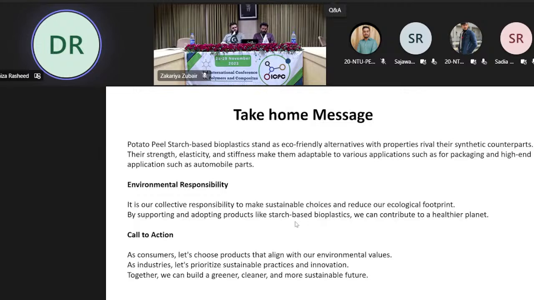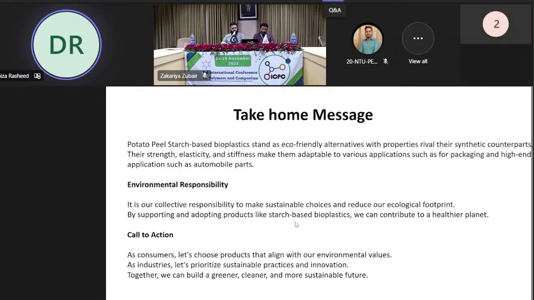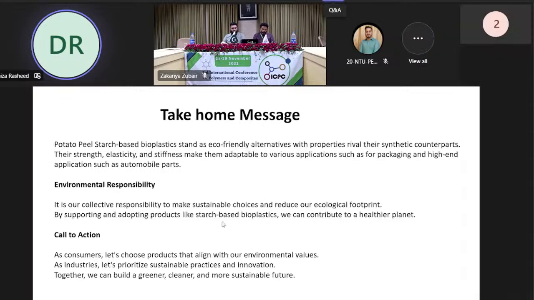It's our collective responsibility to make sustainable choices and reduce our ecological footprints by supporting and adopting products like starch-based bioplastics. We can also contribute to a healthier planet. And as consumers, let's choose products that align with our environmental values. And as industries, let's prioritize sustainable practices and innovation, and together we can build a greener, cleaner, and more sustainable future. Thank you very much, listeners.